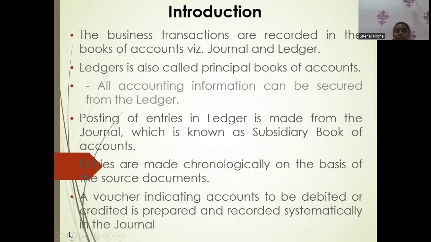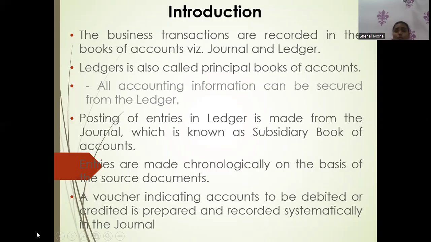Now, introduction. Business transactions are recorded in the books of accounts. Whatever the business transactions are, they are recorded in the accounts via journals and ledger. For recording the transaction, you need a ledger. Ledger means whatever the heads you are using in your transactions are formed in a ledger, and all the ledgers are recorded from a journal.